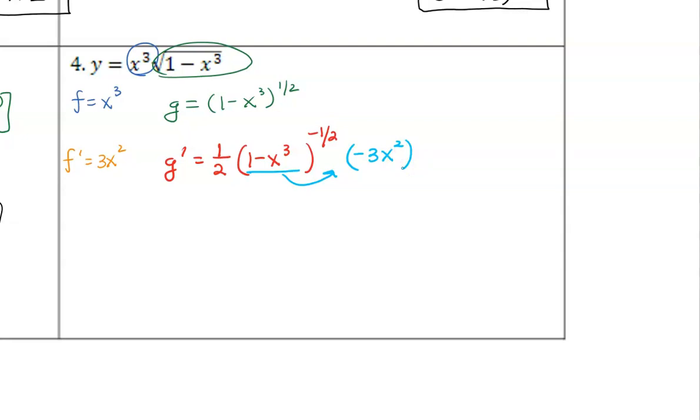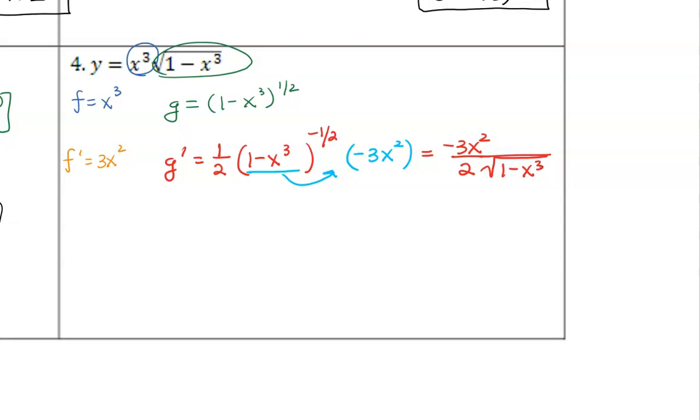So now we have all 4 components that we need in order to plug in and use the product rule. I'm just going to clean up our g prime a little bit. I'm going to multiply the negative 3x squared with the 1/2 in the front to give us a negative 3x squared over 2. And then I'm also going to go ahead and stick that 1 minus x to the third in the denominator under the square root, since it has a negative 1/2 exponent.